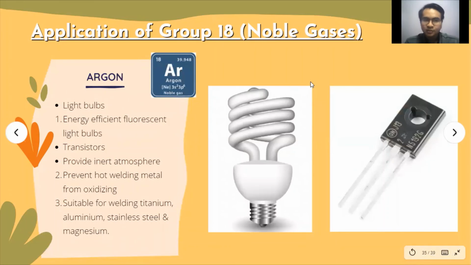Next, we are going to talk about the argon element. Argon is usually found in light bulbs, especially energy efficient fluorescent light bulbs, and argon can also be found in transistors. Argon can also be used to provide an inert atmosphere. This is to prevent hot welding metal from oxidizing when we are welding. This atmosphere is suitable for welding titanium, aluminum, stainless steel, and magnesium.